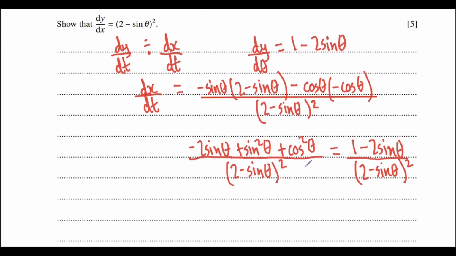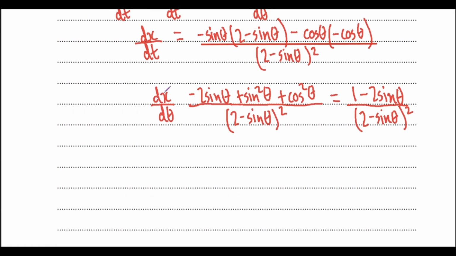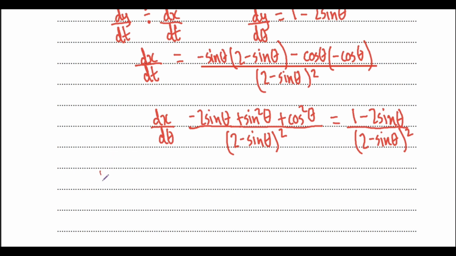So what can we do now? So we do dy by d theta divided by dx by d theta. I wrote a t over here, but I meant theta. It's the exact same thing, just choosing what variable you want. There's no difference. So let's do it. So we have dy by d theta, which is 1 minus 2 sine theta.